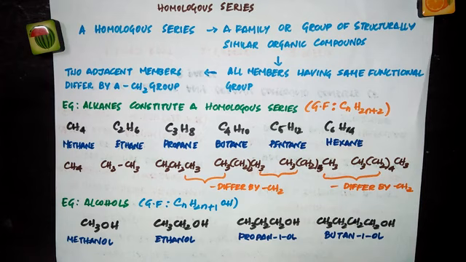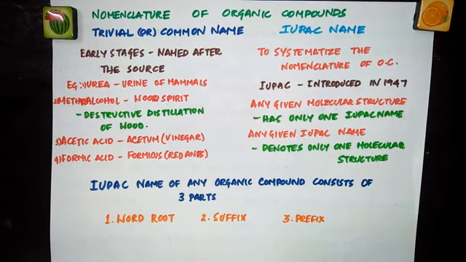So we have seen about functional groups and homologous series. And the next topic that we are going to see is a very important topic in organic chemistry, which is nomenclature of organic compounds. The term nomenclature means the system of naming of organic compounds. In case of organic compounds, two systems of nomenclature are generally used: trivial or common name, and IUPAC name.